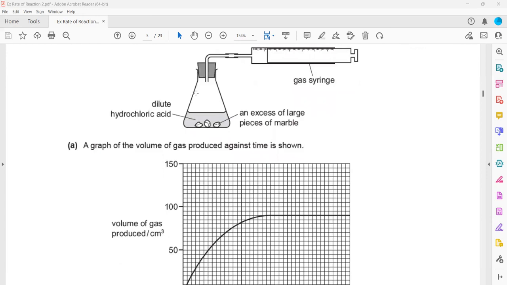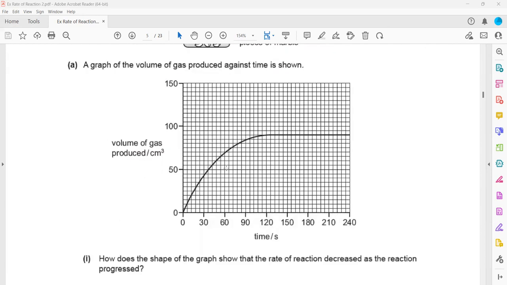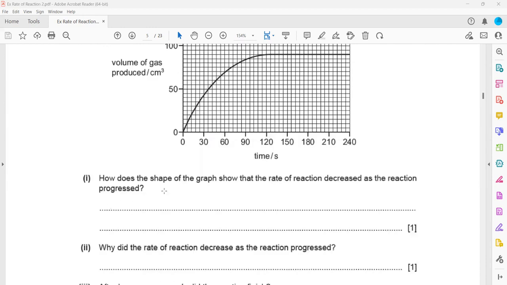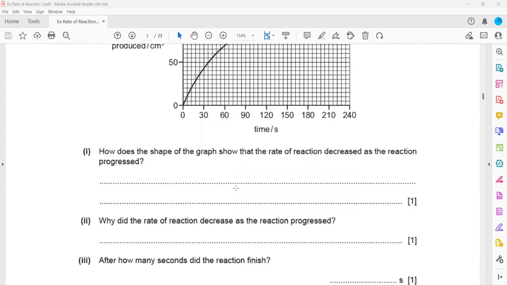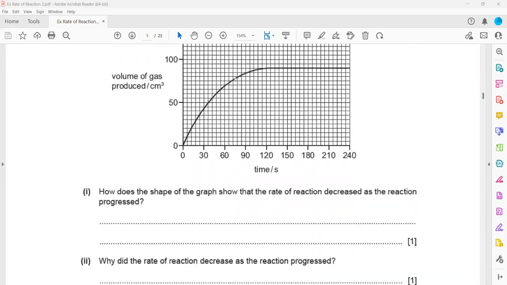So when this reaction occurs, the solid will be left behind because it is in excess, or more than enough. So when we carry out this reaction, the marble chips are left behind. How does the shape of the graph show that the rate of reaction decreases as the reaction progresses? Rate of a reaction is actually the slope of the line. So you can mention the slope decreases. That's why it shows that the rate is decreasing. The gradient decreases, the slope decreases, so the rate is also decreasing.